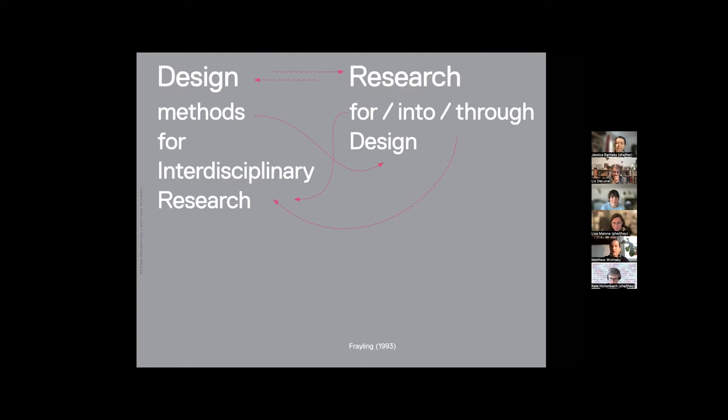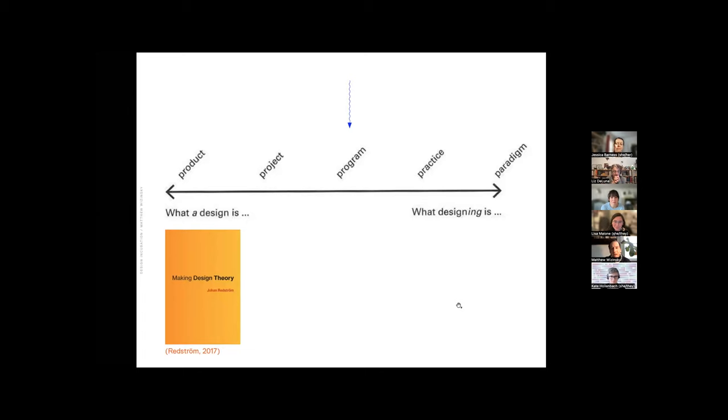I also found this framing from Johan Redström to be really helpful. I wish I read this before I went through the whole tenure process. It might have clarified some things, but I didn't. I read it later and it seemed to make sense of what I'd experienced. It's this great book called Making Design Theory, and he identifies this really broad spectrum between the specificity of a single design something and the really broad contours of what designing is in general.